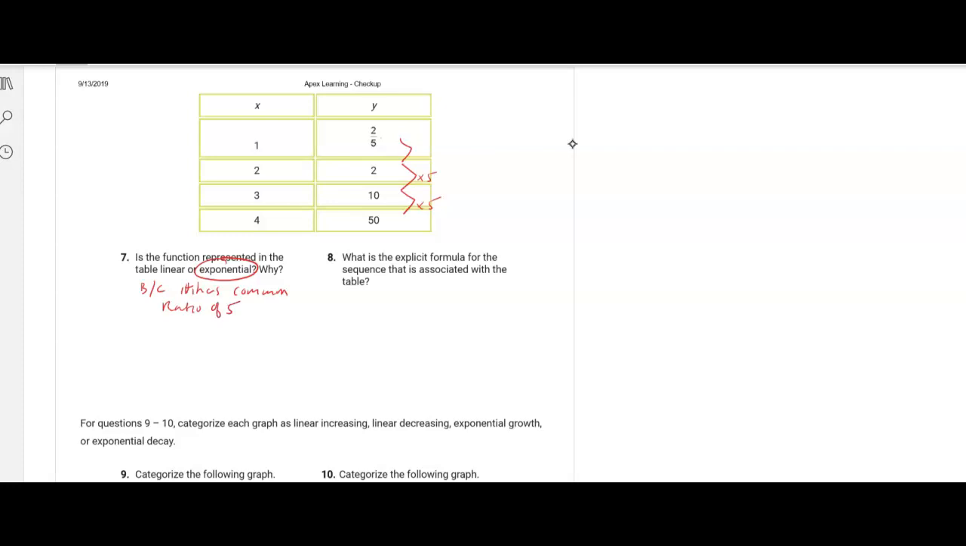What would the explicit rule be? It would be a sub n equals, I'm going to take my initial value, 2/5, and multiply it by 5 to the n minus 1. Remember, a sub n equals your initial amount, a sub 1, times your rate of growth, which is your common ratio, to the n minus 1.